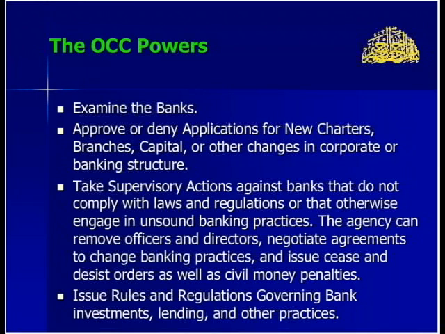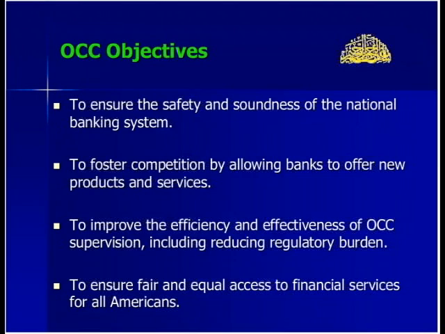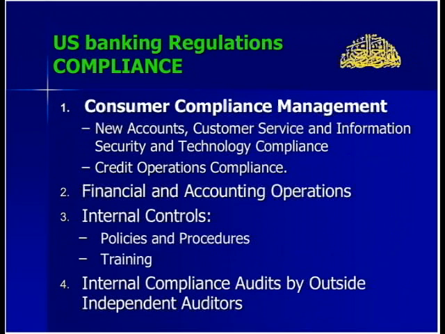And then when you go to 5, then they give you what we call C and D, which is cease and desist. C and D means you have to freeze all of your operations, look at it on the inside, make sure you are fixing your problems, because if you don't, they will shut you down, according to a plan devised by the OCC. The objectives of the OCC: ensure safety and soundness, foster competition by allowing banks to offer new products and services, improve the efficiency and effectiveness of supervision, including reducing the regulatory burden, that's what they claim, and ensure fair and equal access to financial services for all Americans.